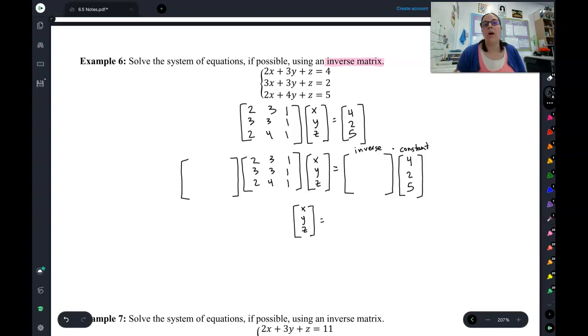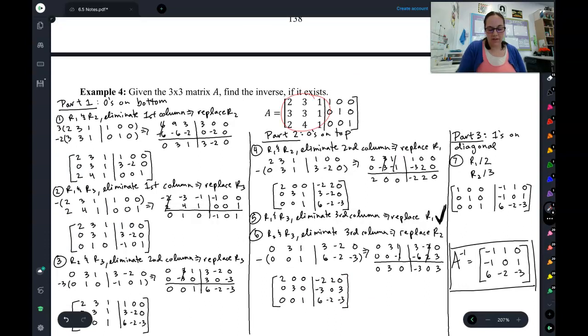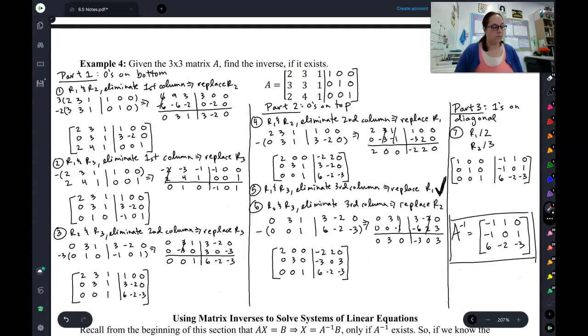Now, you might be thinking, oh no, this is a 3 by 3 inverse matrix again. However, if you're very careful, you'll notice we've already found the inverse of this matrix in the previous video. 2, 3, 1, 3, 3, 1, 2, 4, 1. Come up here. Hey, look at that. 2, 3, 1, 3, 3, 1, 2, 4, 1. So you have already found what the inverse of this matrix is in example 4. We just need to copy it down.